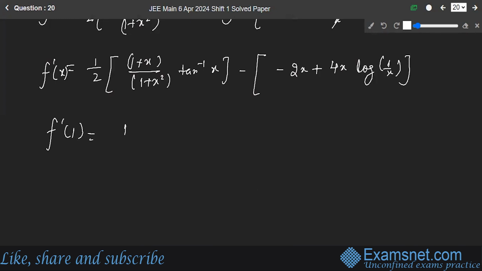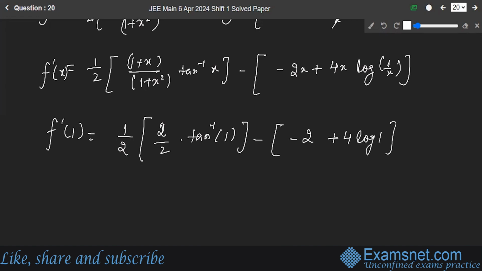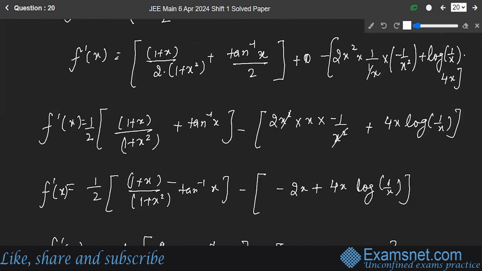We are having this in the question, right? So this will be 1 by 2. 1 plus 1, that is 2 upon 2 into tangent inverse 1 minus 2 plus 4 log 1. That gives me, this will be tangent. Give me a minute. Here was plus. Yes, I forgot to write down this plus.